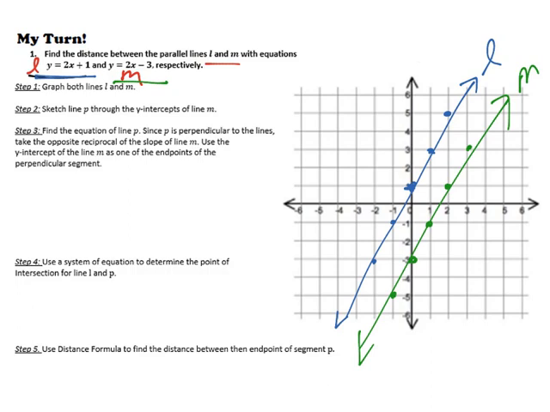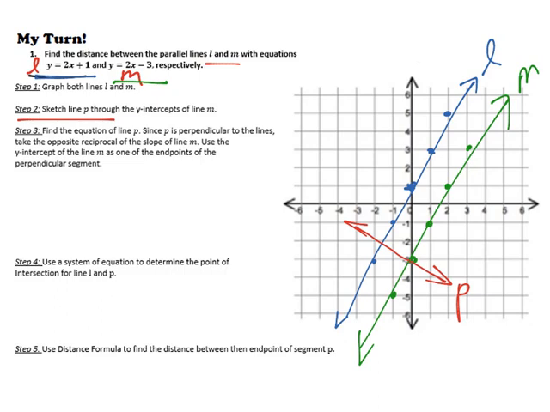So the y-intercept of line M, of course, is -3, and I could draw something like this here. So here, this would be line P. We're on step 2, line P through the y-intercept of line M. Step 3 says, find the equation of line P. Since P is perpendicular to the lines, we'll take the opposite reciprocal of the slope of line M.